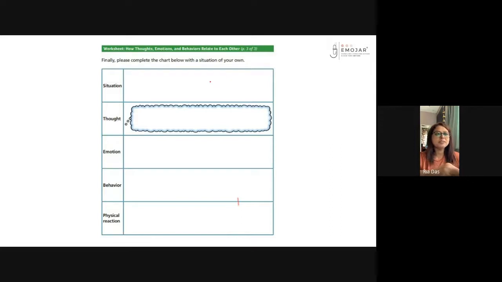Any other questions? Yeah, tell me, ma'am. Sometimes children are called by their negative names due to their physical appearances. So how could we help them overcome this stress or angriness in them?